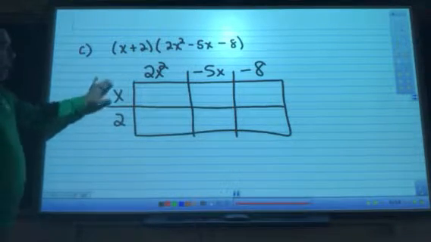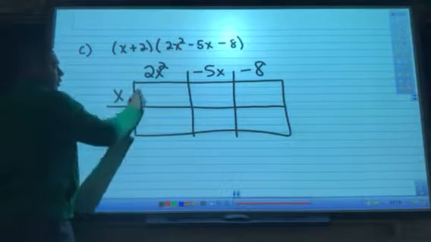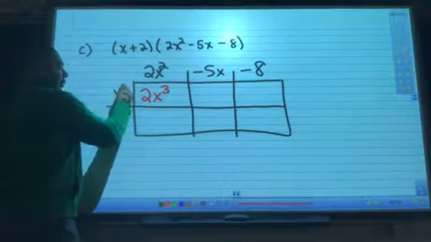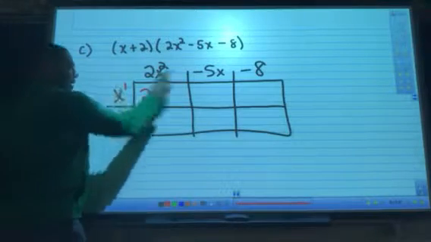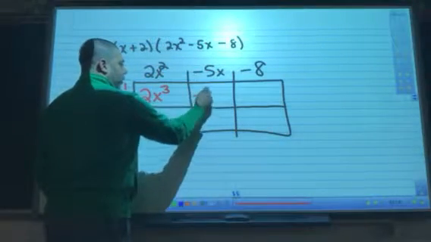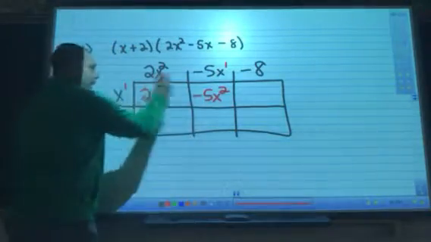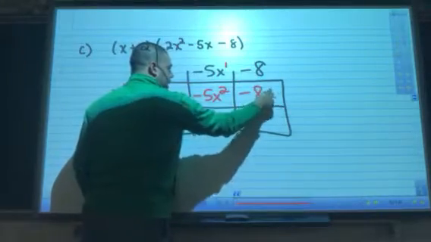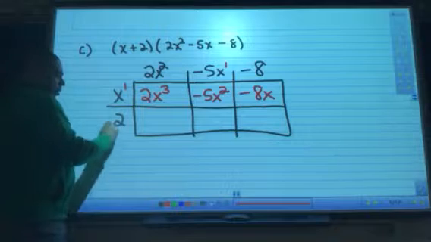So take your time, starting with the x. X times 2x squared is 2x to the third. Let's not forget, when I'm multiplying, I have to add those exponents. X times negative 5x is going to be negative 5x squared, because I have to add those exponents. X times negative 8 is negative 8x. Now I'm on to the bottom. On to the 2.